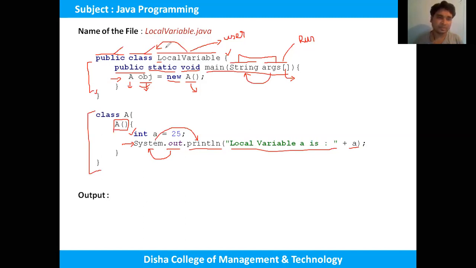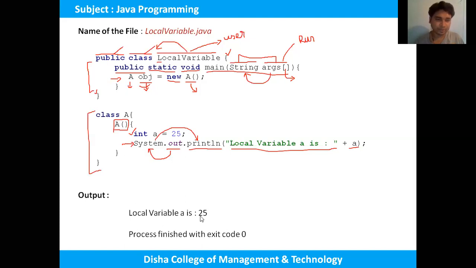As I said, the first letter of a class name should be capital. System is a class, so that S is capital. String is a class, so that S is capital. So remember, when you are declaring a class name, or when you are writing the class name, it is better to use a capital letter as its starting letter. So when we execute this example, we'll get the result.